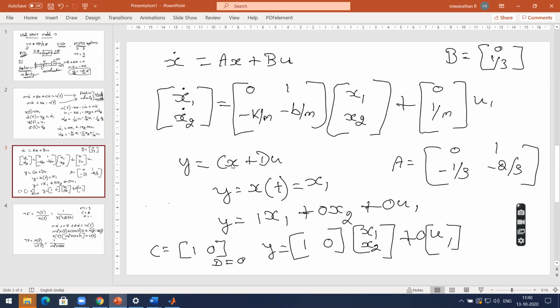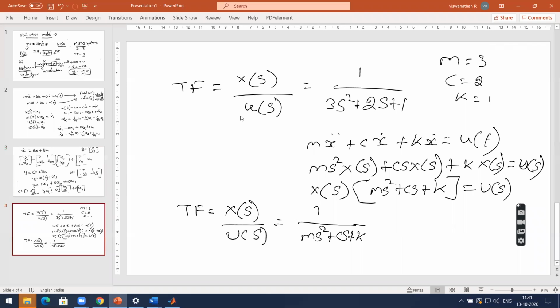The other equation is y is equal to Cx plus Du, where y is the output, y is equal to x of t. Here there is only one x1, and this is 0 and this is 0. So y is equal to x of t, which is equal to x1. So y is equal to x1. Because of that, C is only 1 and 0, and D is 0 here. So there are two equations, x dot is equal to Ax plus Bu and y is equal to Cx plus Du. These two equations define the state space model of the system.